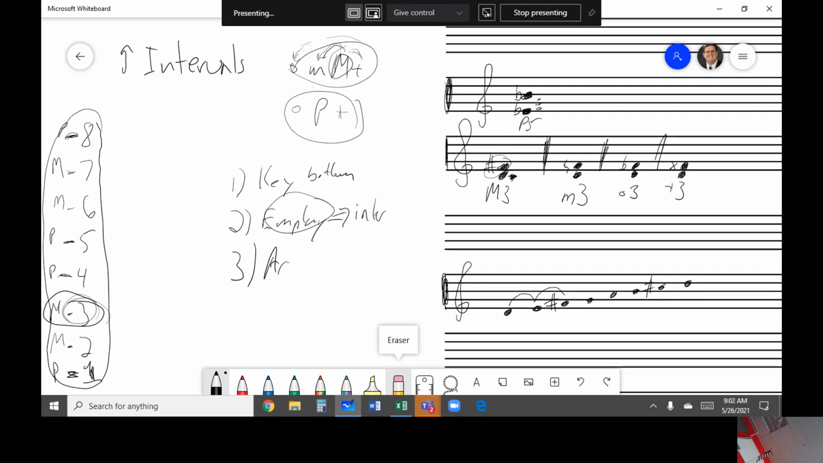In step 3, you adjust from its normal state. How is a fifth supposed to behave? A fifth is supposed to behave as a perfect fifth.